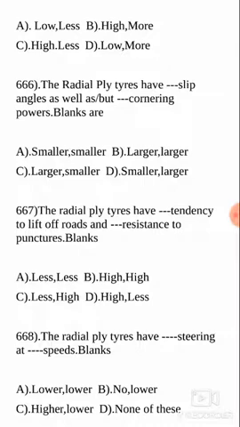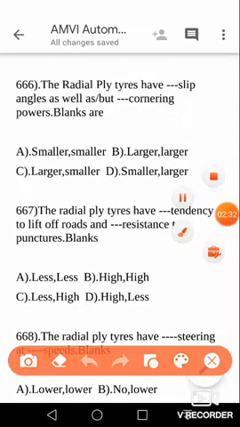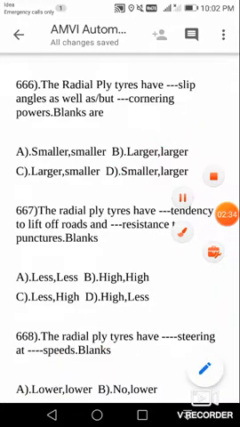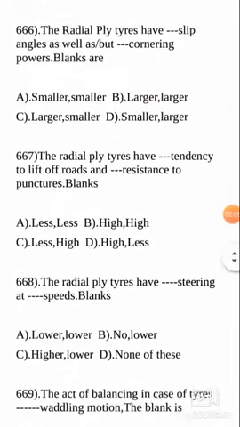Here, radial ply tires have smaller slip angles, but they have larger cornering powers. So the answer is smaller and larger. So your answer is D. Once again my request is that please remember these keywords regarding the radial ply tires and cross ply tires.